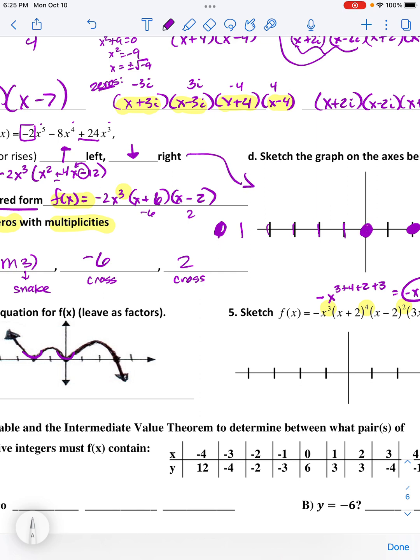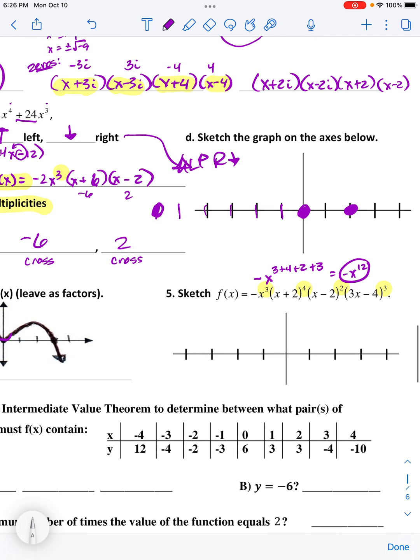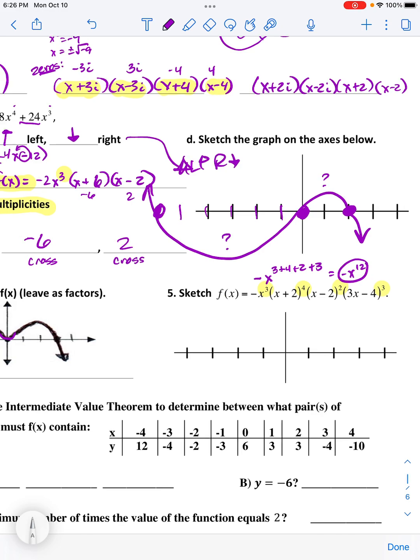But don't forget what you know up here. Your right is going down and left is going up. So right end down, left end up, and it's crossing, crossing, crossing. And then how far down this goes, how far up this goes, not going to be picky about that.